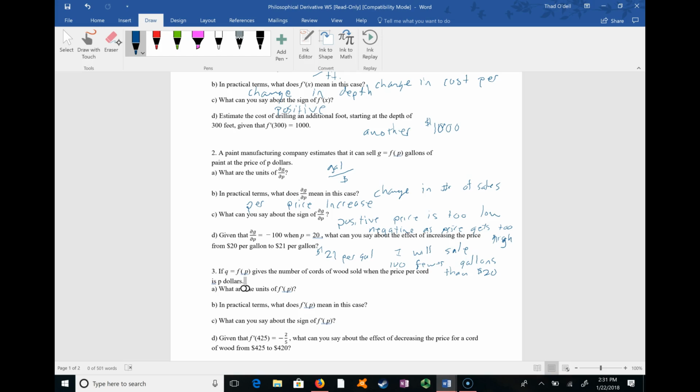So this is very similar to the one we just did. Now it's units sold. I mean, it's cords sold. So this would be cords per dollar. In practical terms, what does it mean? f prime of p means, again, the change in cords sold per dollar increase.